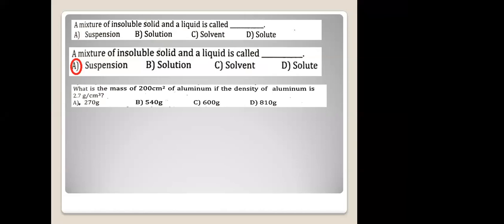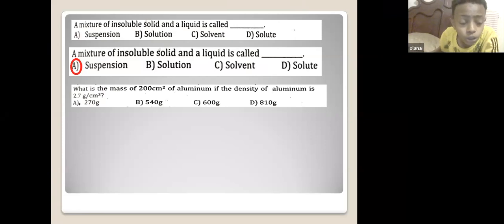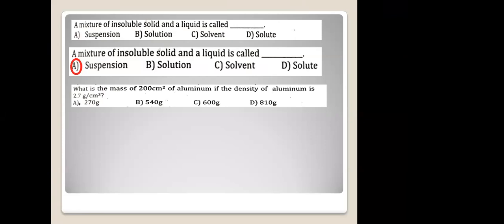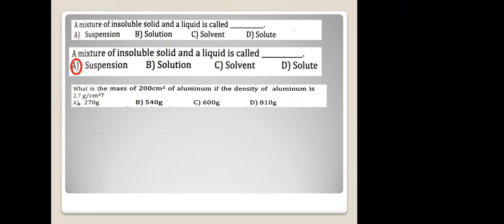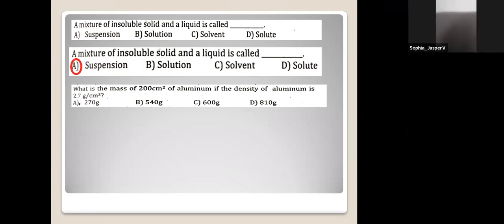Okay, what's the formula? Let me ask Alazar. Alazar, are you there? What's the formula? Mass times... Sorry? 200 centimeters times 2 point... No, you're not clear, Alazar.